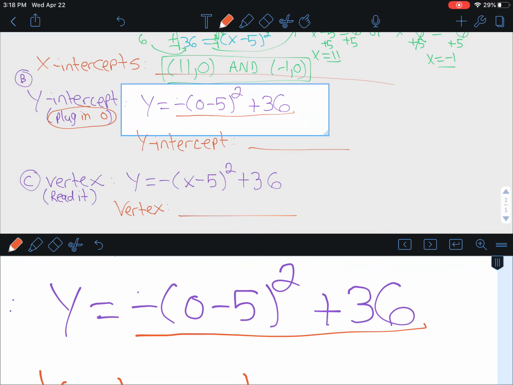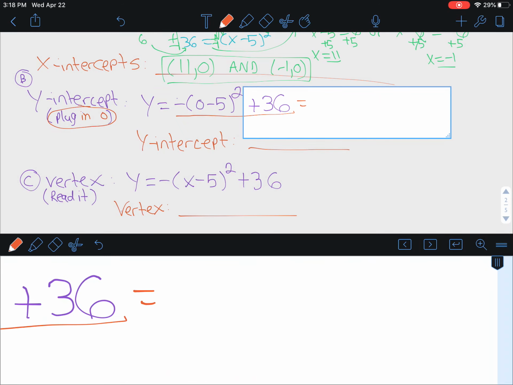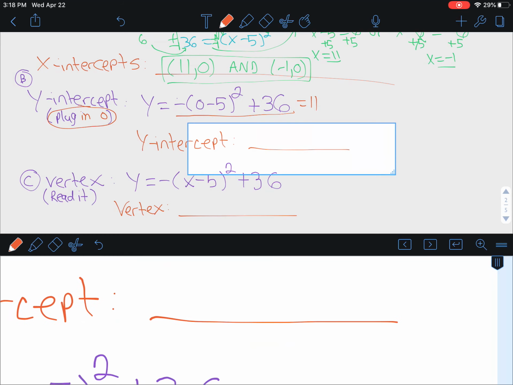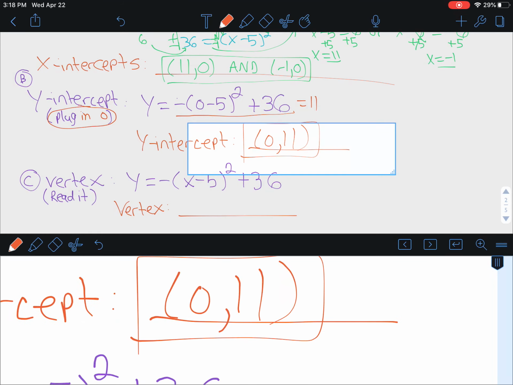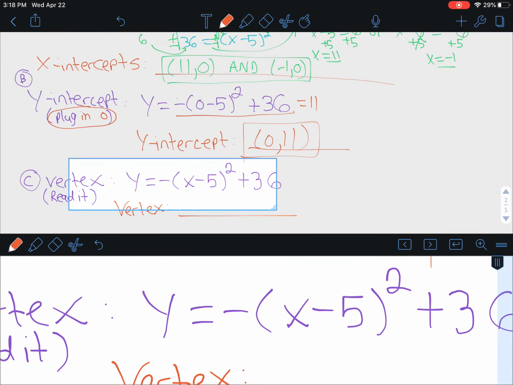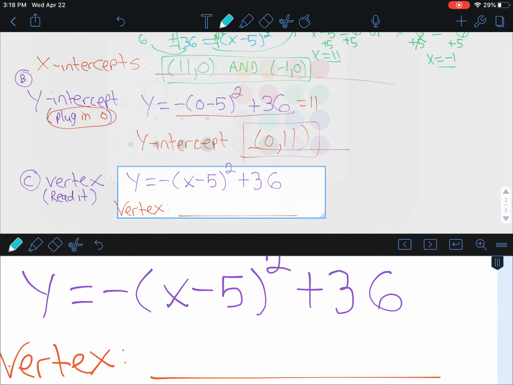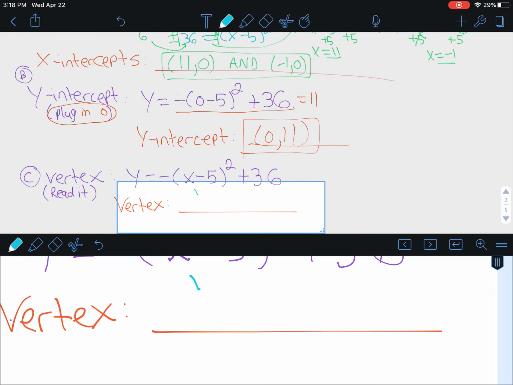So my y-intercept is going to be 11, which makes sense. So my y-intercept is going to be (0, 11). There you go. For the vertex, when it's in vertex form, it's easy. Remember, it's the opposite of whatever this number is. So the opposite of -5 is 5, and then whatever number comes afterwards, 36.